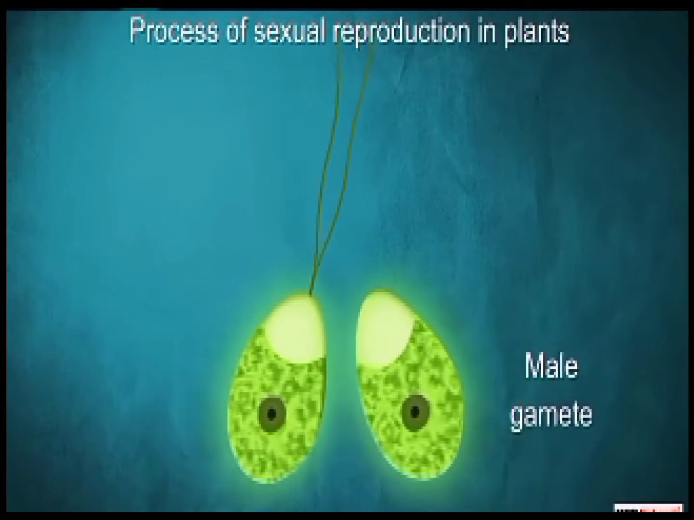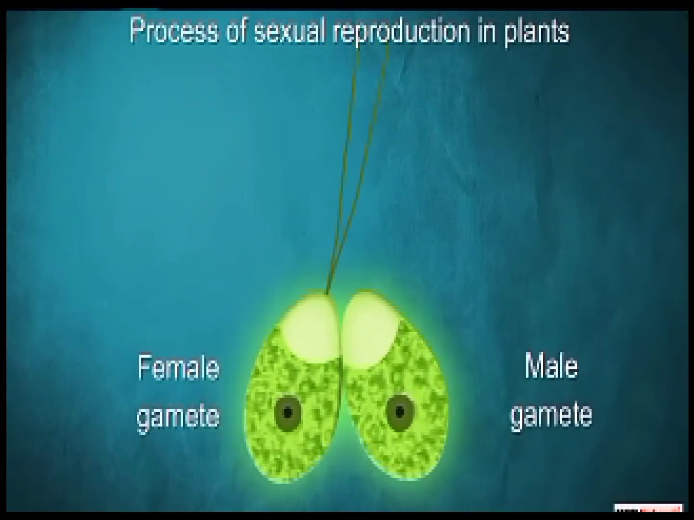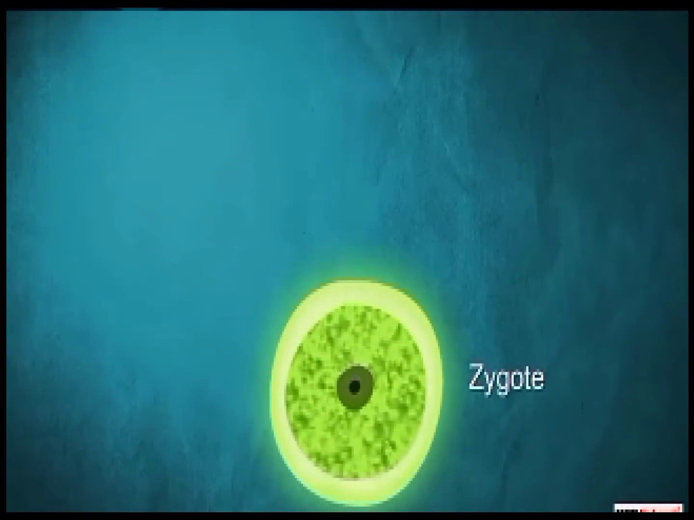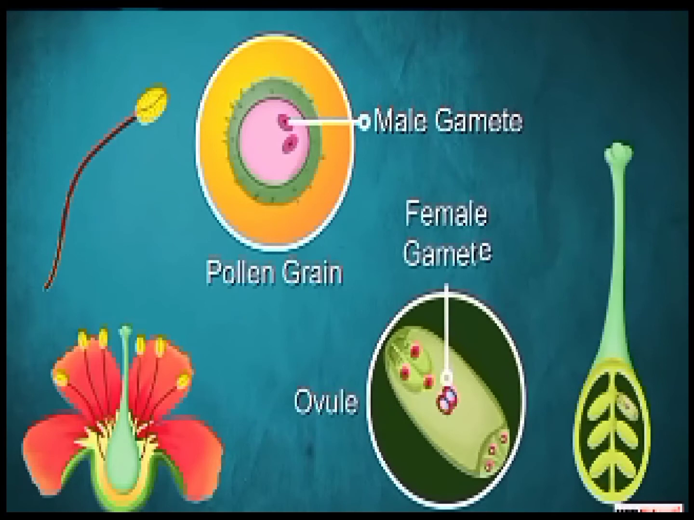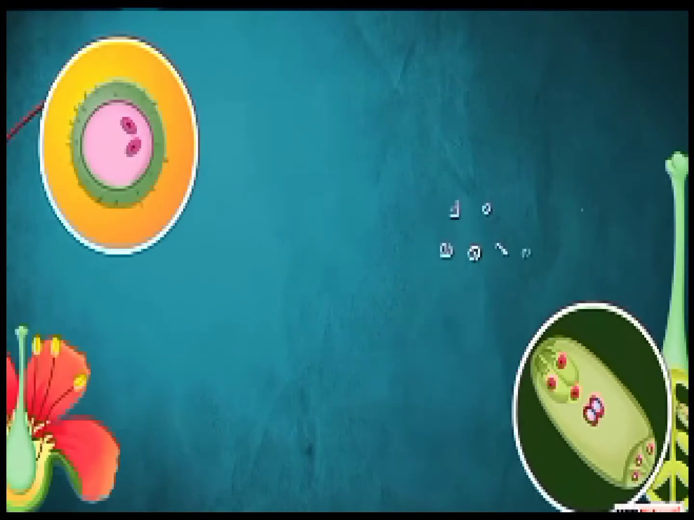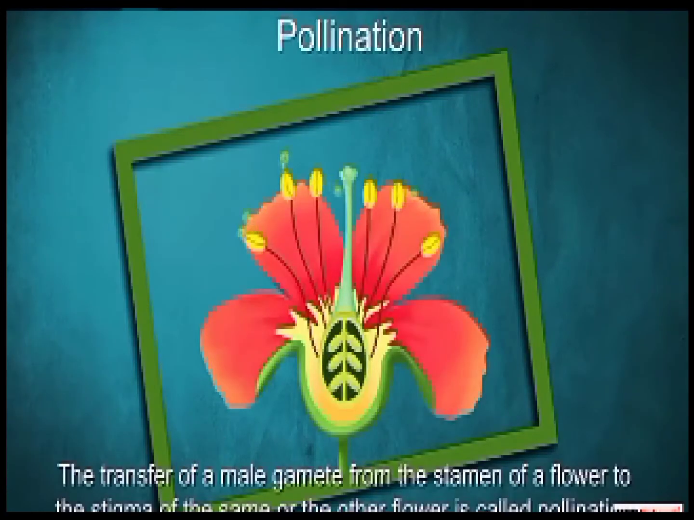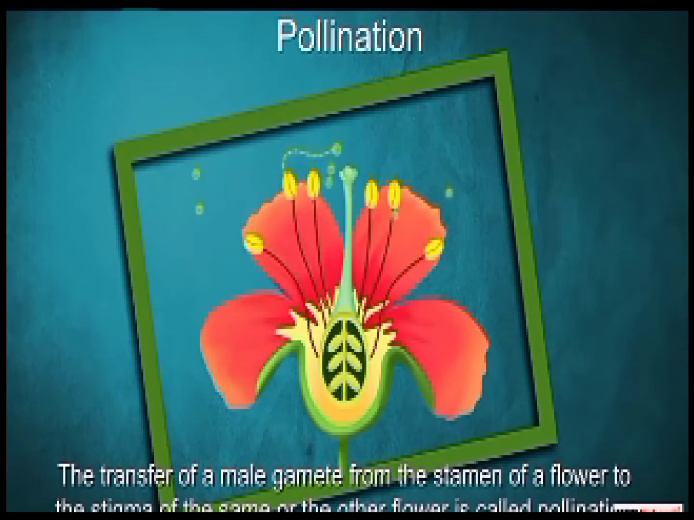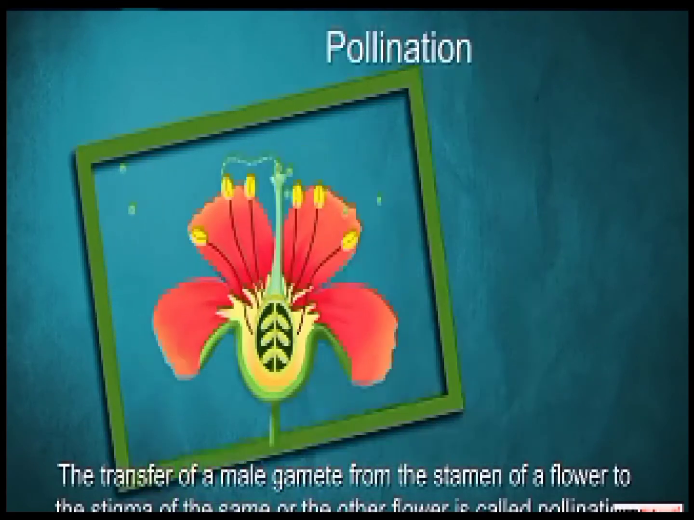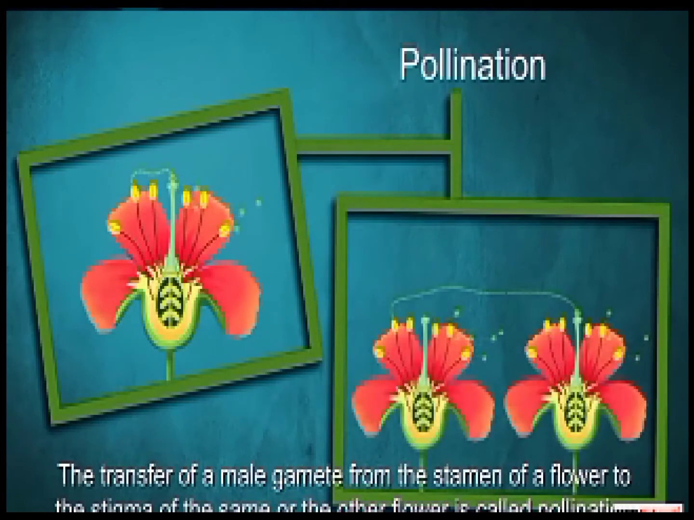This is how sexual reproduction in plants happens. So, kailangan ng female tsaka male gametes. And then, pag nag-merge sila, magpuproduce ng zygote. So, si zygote, galing siya sa pollen grain, sa stamen, tapos kailangan niya mapunta sa female gamete. So, ito yung tinatawag nating pollination. Transfer ng male gamete from stamen to the female part of a flower. So, yan yung process of pollination.